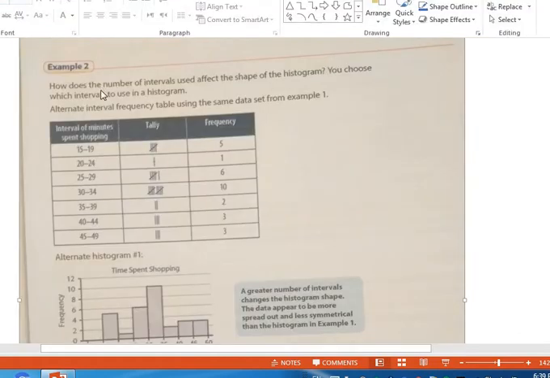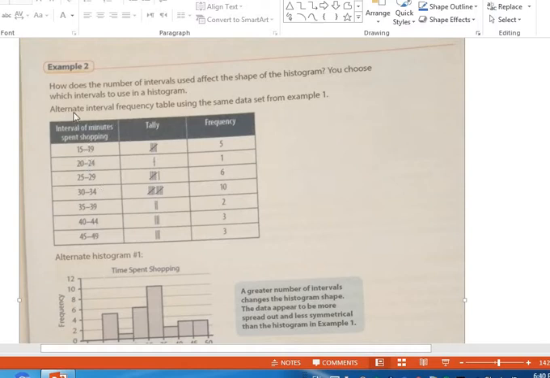Here I have something different. How does the number of intervals used affect the shape of the histogram? You choose which intervals to use in a histogram. Here I added some intervals.